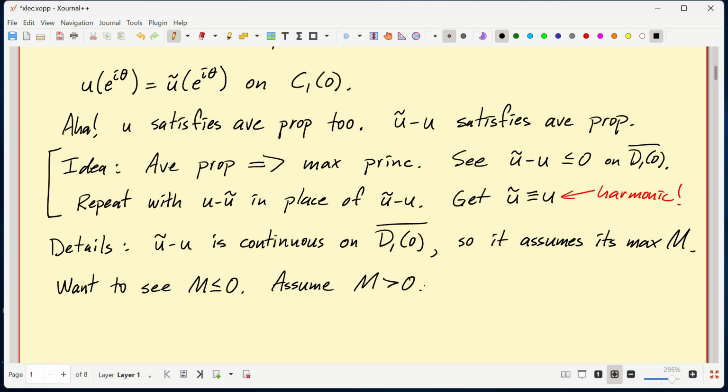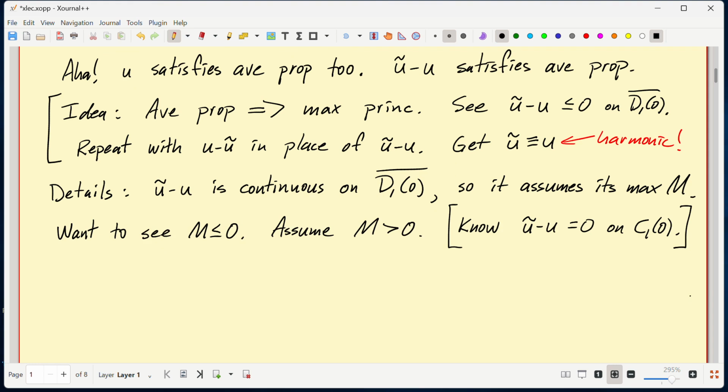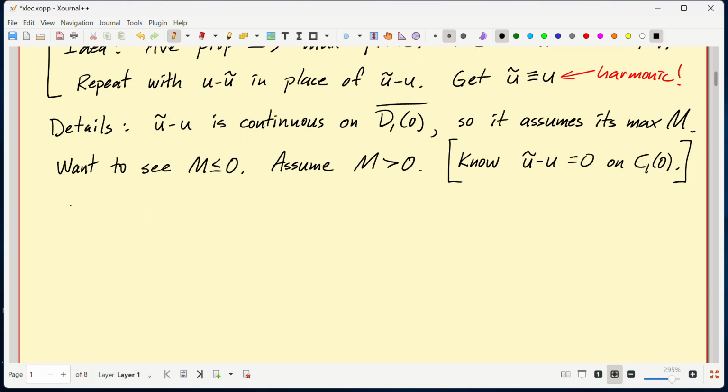Okay. Remember, we know u twiddle minus u is equal to 0 on the circle. Okay, so let's say, I guess I'll call capital U of z naught, which is u twiddle of z naught minus u of z naught, that max.